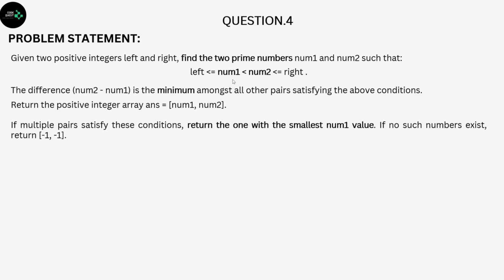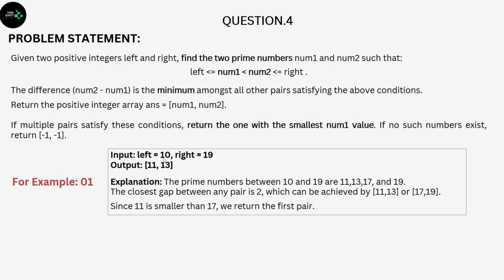Let us try to understand this problem with an example. Consider you have been given the boundaries like left is 10, right is 19. Now the output is 11, 13. How? Assuming that 10 and 19 are given to you, what are the prime numbers we have? We have 11, 13, 17 and 19.